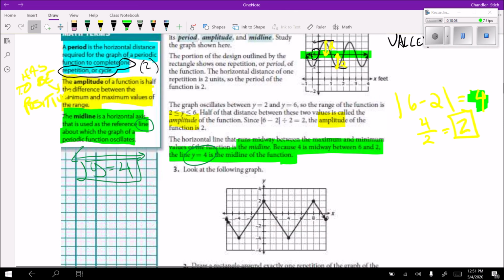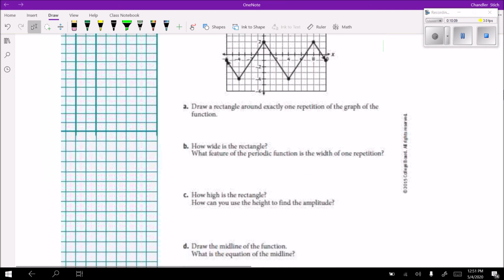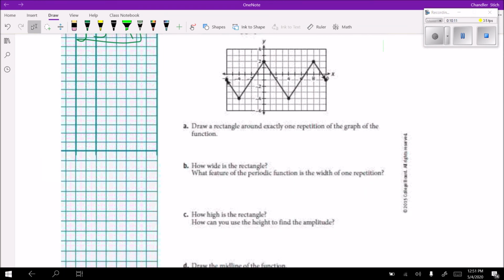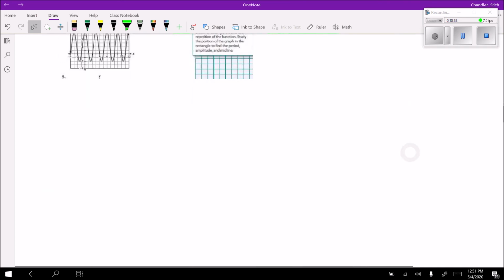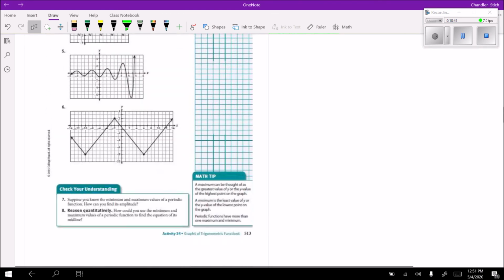All right, let's scroll down a little bit. You can actually do this one, it's not too bad. Just go through the questions, draw a rectangle on one repetition. Okay, talking about one repetition here. These two questions right here help you find your period. And then C and D will help you find your amplitude and midline there. So go ahead and try that one. Try the next page as well, it shouldn't be too bad.